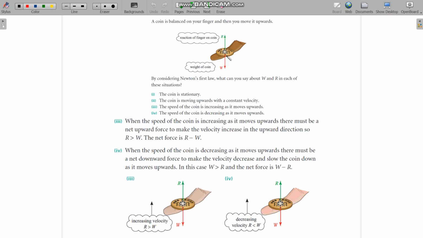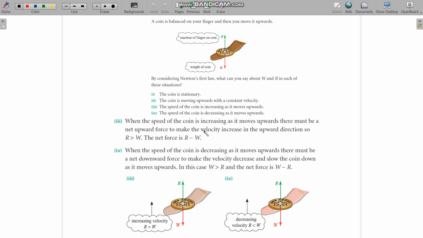Now when the coin is moving upwards and the speed is increasing, in this case we have a resultant force, and the resultant force must be upwards because it is accelerated upwards, so the R must be bigger than W, and therefore the resultant force is R minus W upwards.